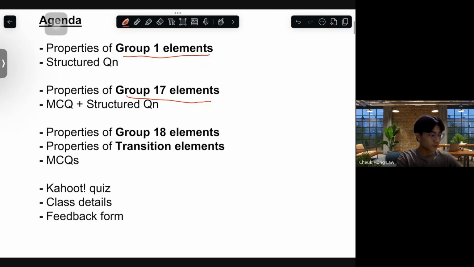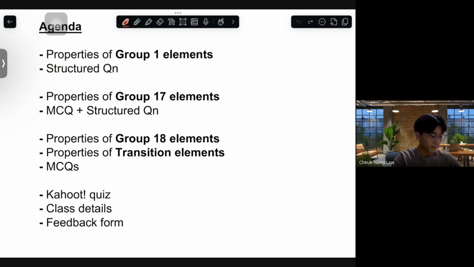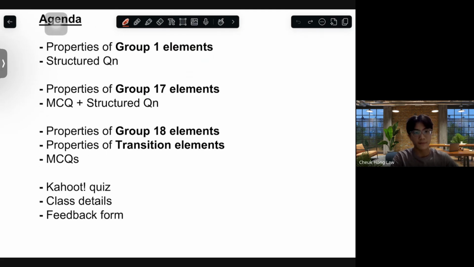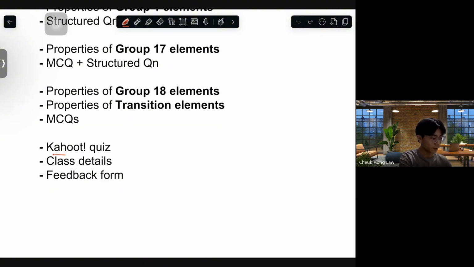Then after that, I'll go through both properties of group 18 and transition elements. And then I'll give you MCQs to try. So these are the main important parts that I'll go through: your group 1 elements, group 17, group 18, and transition elements. Then at the end, there'll be a Kahoot quiz, a short quiz to test your knowledge. Then there'll be class details and a feedback form at the end.